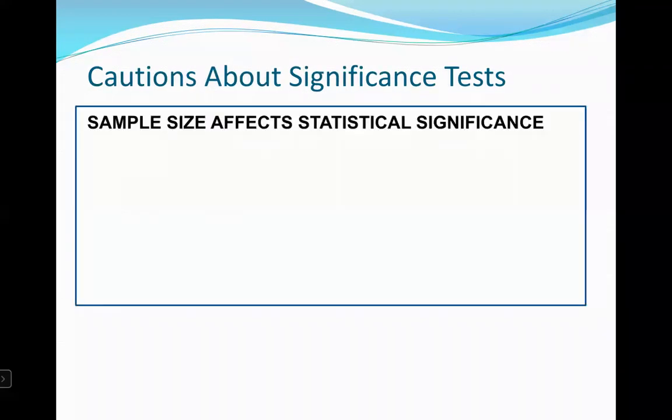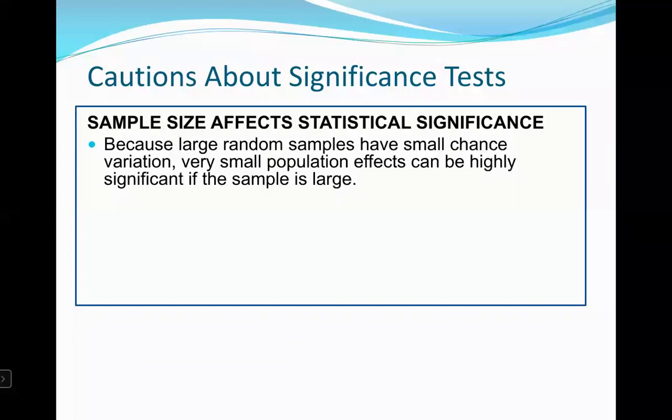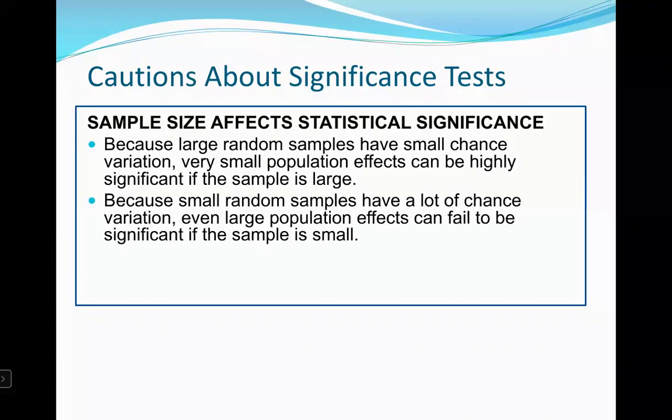Sample size affects statistical significance. Because large random samples have small chance variation, very small population effects can be highly significant if the sample is large. Because small random samples have a lot of chance variation, even large population effects can fail to be significant if the sample is small.